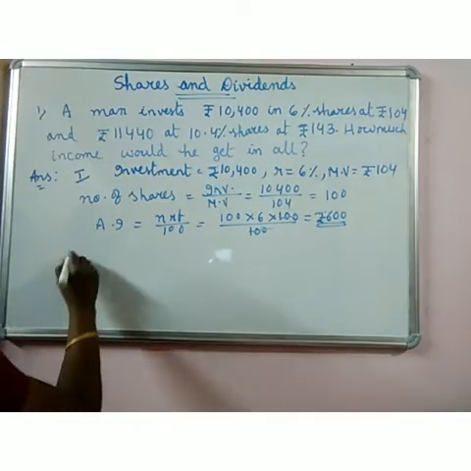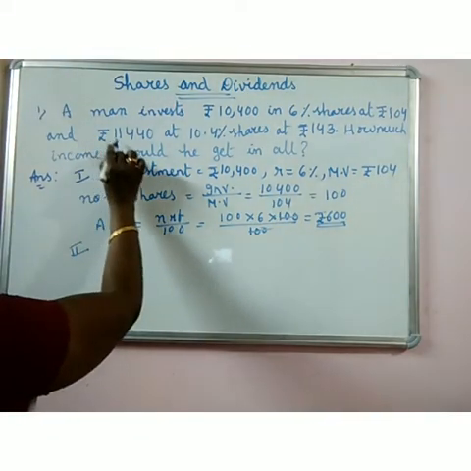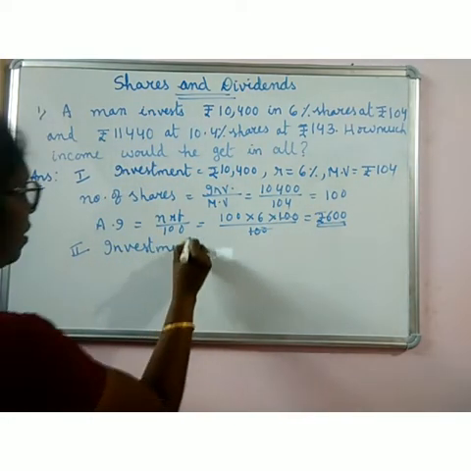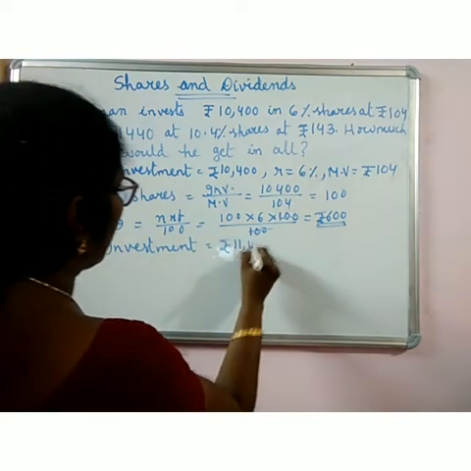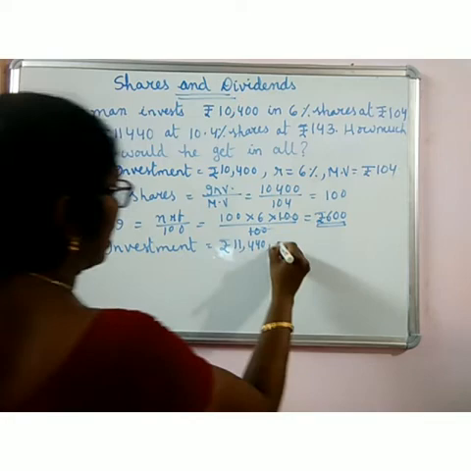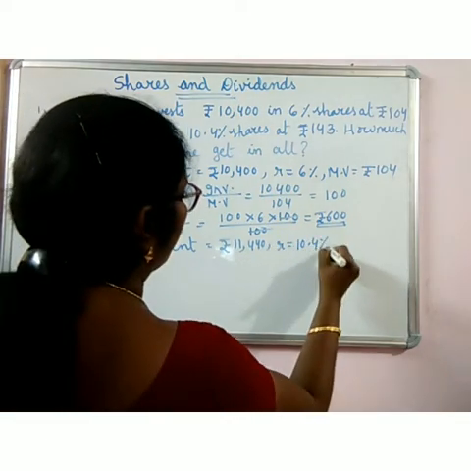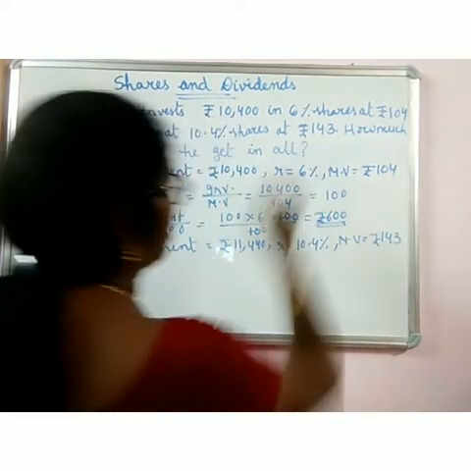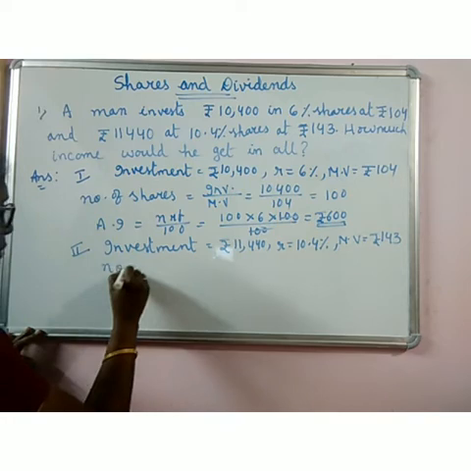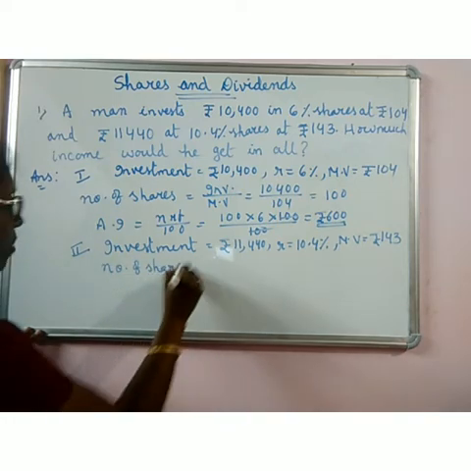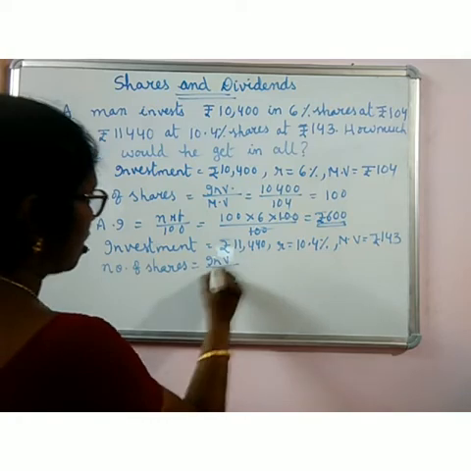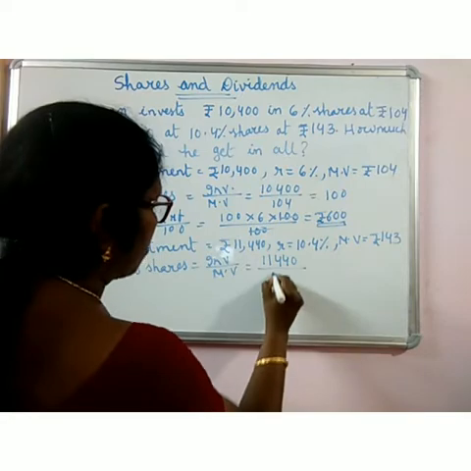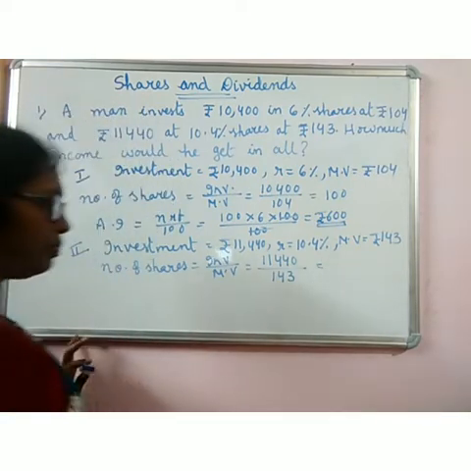Now, let us work out the second situation. In the second situation, investment is 11,440 rupees, rate of dividend is 10.4% and market value is 143 rupees. So let us find the number of shares again here also. Number of shares is investment by market value. Investment is 11,440. Market value is 143.